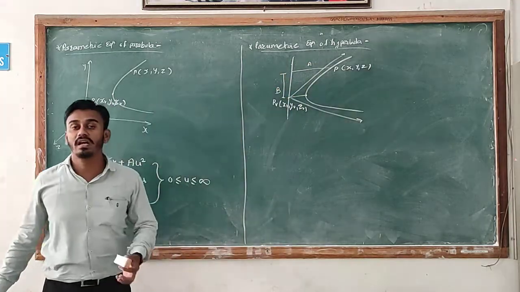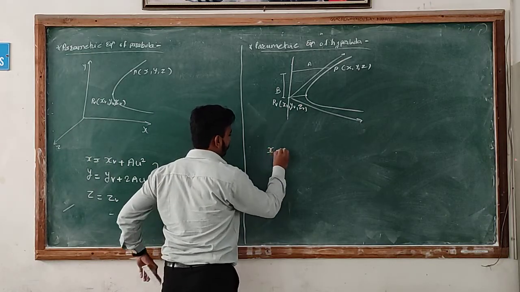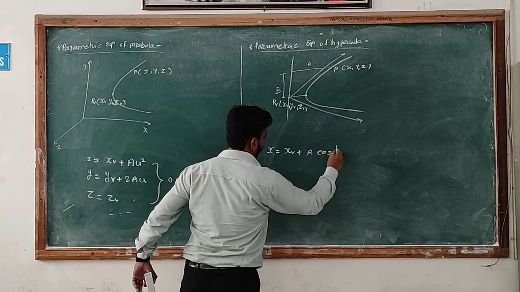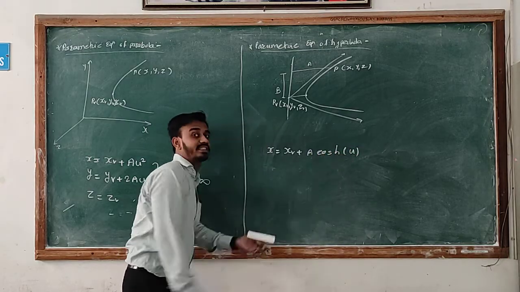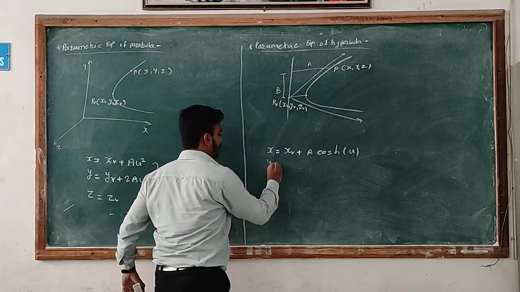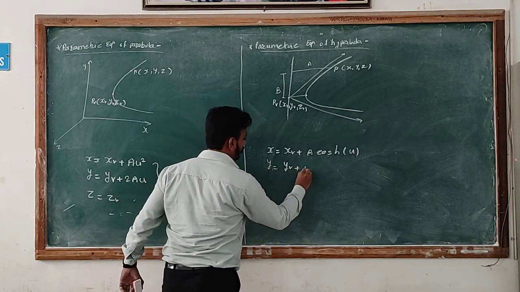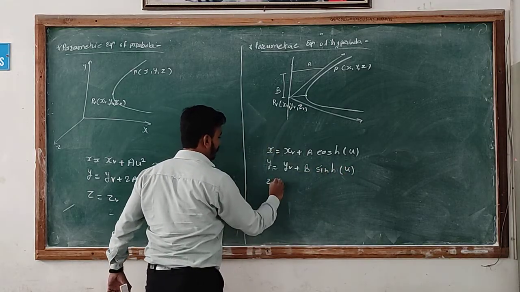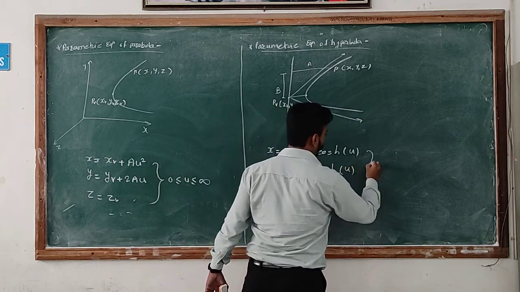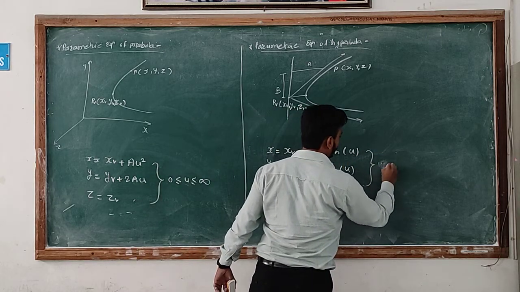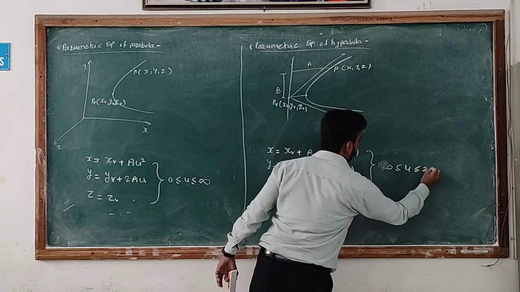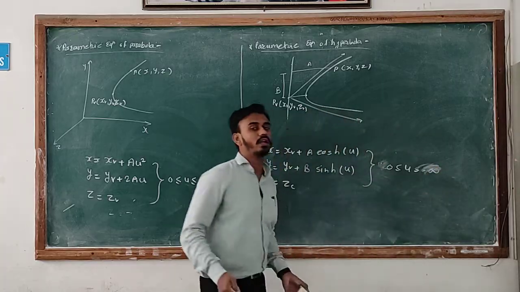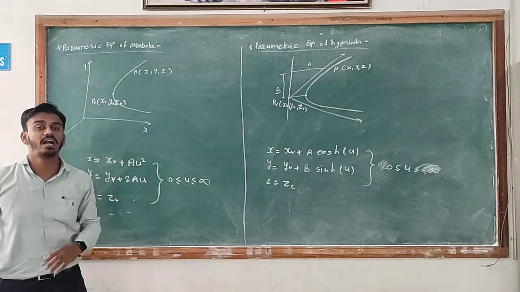So the parametric equation of the hyperbola is given by x is equal to xv plus a into cos of u. It is not cos, it is cos of u. y is equal to yv plus b into sine of u, and z is equal to zc, and this value of u is varying from 0 to infinity. Sorry, it is not 5, it is 0 to infinity. Okay. So this is the parametric equation of the hyperbola.